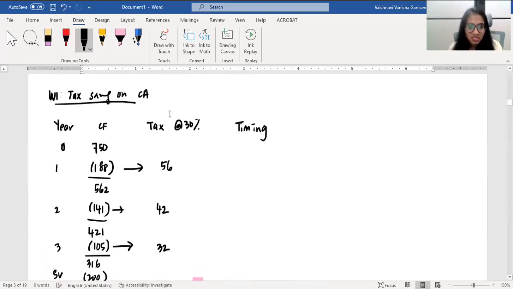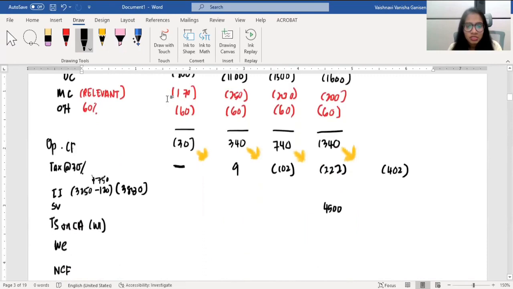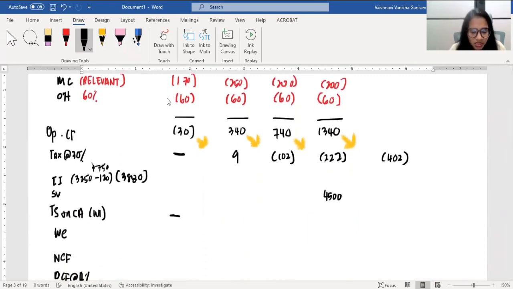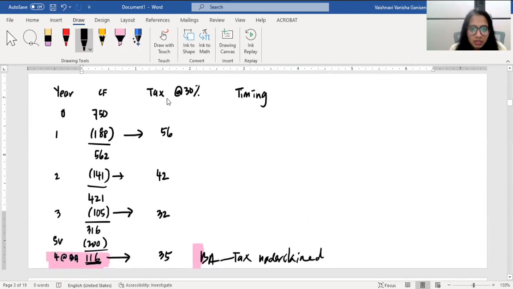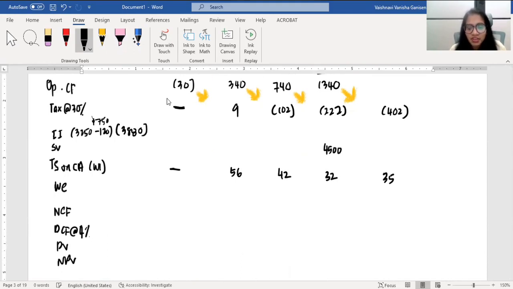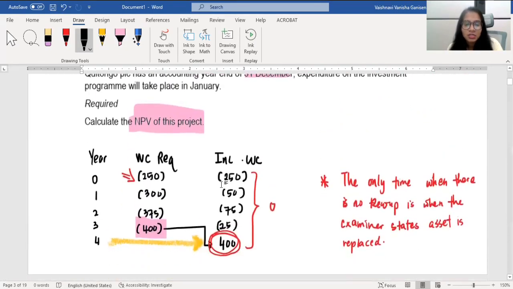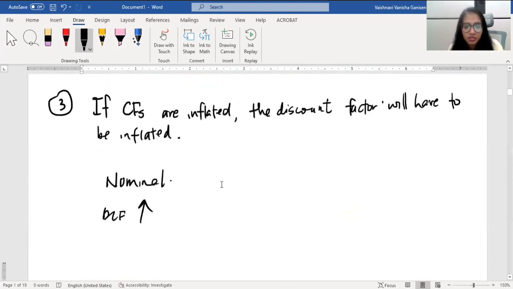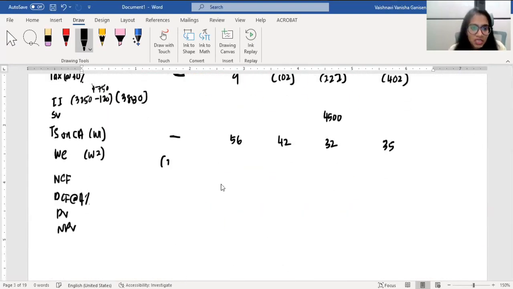Okay, so I'm just going to copy and paste it. 56, 42, 32. So year 0, nothing. Oops, I forgot to fill up the timing. Year 2, year 3, year 4, and year 5. So 56, 42, 32, and 35. Okay, working capital. Working 2, let's just take from what we just did just now. 250, 50, 75, 25. So working capital starts in year 0, 250.